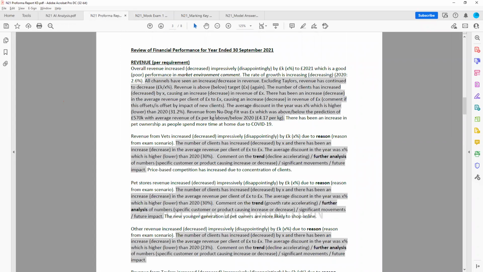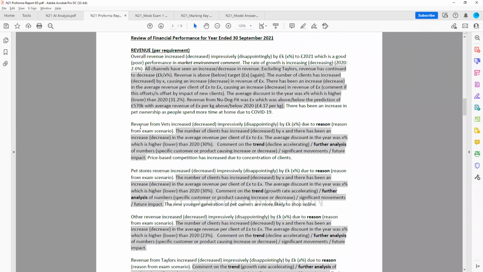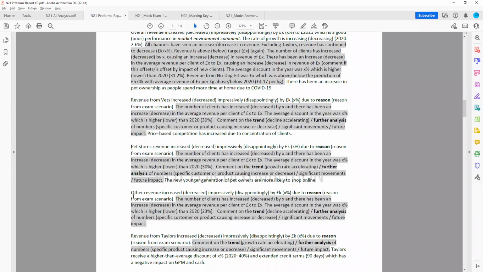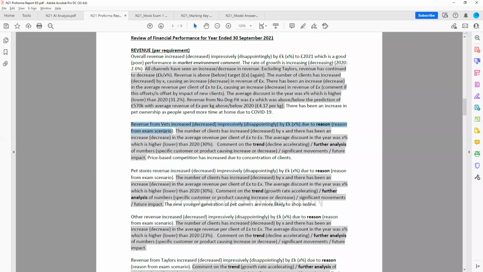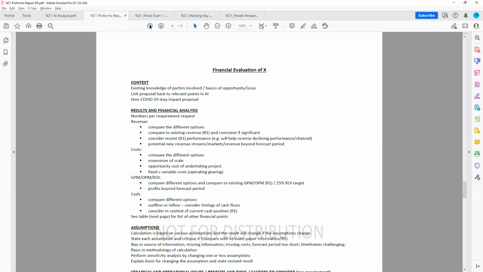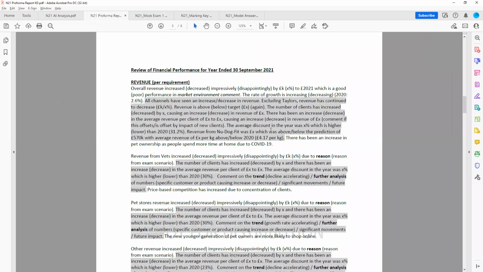Now, we prepare our pro forma report before every exam, so you already have your plan laid out. You can see here, this is what we had before the exam. We'd already thought about how we'd structure revenue across the different channels, the number, the reason from the exam paper, the type of further insight points to include, and the context points to include in the answer. So you've already got your plan for every requirement, and for each section. You've already got that going into the exam. We prepare that for students in advance.